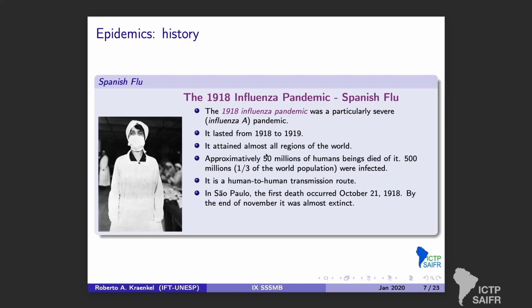And it's like COVID, it's transmitted directly. Here are some curiosities that we will take into account in our models. In Sao Paulo, for instance, the first death occurred on October 21, 1918. But at the end of November, there were no infections anymore. Nobody had a way to avoid it. People could stay at home and so on, but there was no treatment. People just went to the hospital and people saw what they could do.